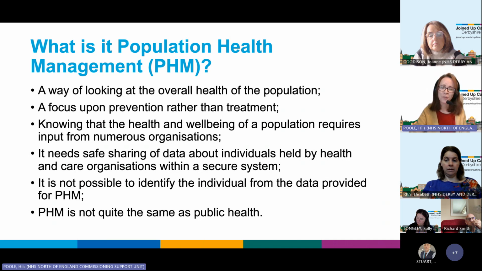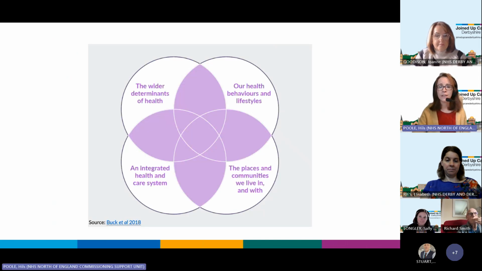And it's not quite the same as public health, but if we have questions about that, we can pick that up later. So there are four pillars. Population health management has four pillars to it. There are wider determinants of health, which is income, education, your residence, that kind of thing.